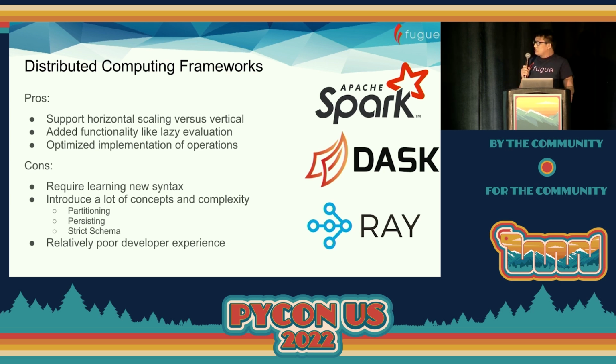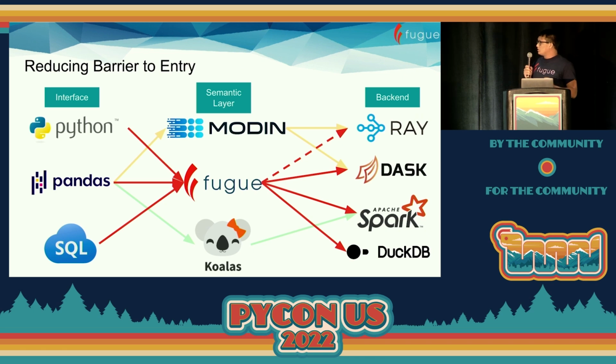But of course, these frameworks are not straightforward to use. You have to learn a new syntax or a new framework. In addition, you then have to learn a lot of concepts, such as partitioning, persisting, even schema. And in general, compared to Pandas, they have a relatively poor developer experience, in that it's hard to develop locally quickly and then bring it to the distributed setting. That's about Spark specifically. Dask is a bit better because it's Python native. And that's why Fugue exists, to bridge that gap between local compute and distributed compute. There are other projects that do the same thing, like Modin and Koalas. The difference is that they use Pandas as the interface, whereas Fugue uses Python, Pandas, and SQL.